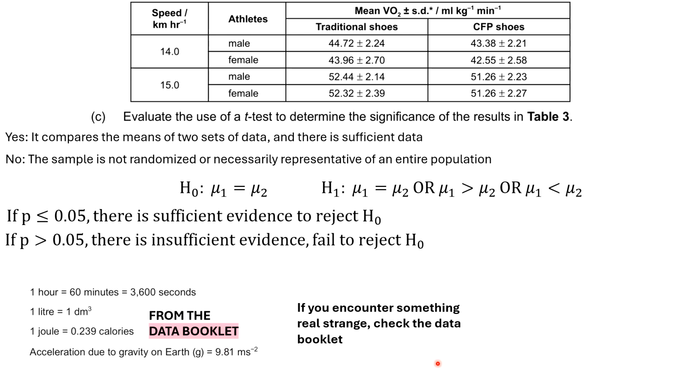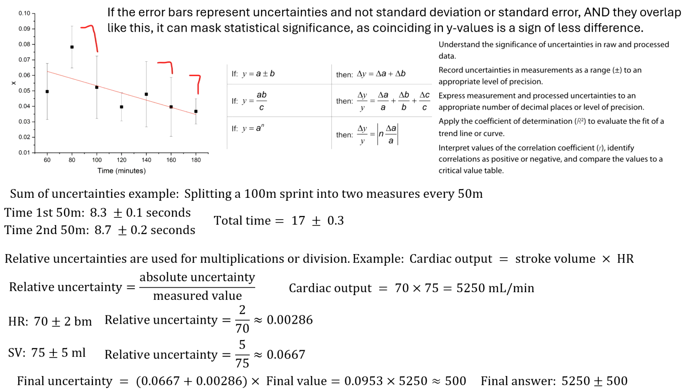And if you encounter strange units such as joules or acceleration due to gravity on Earth, just look at the data booklet. In the graphs, if there are error bars and they represent uncertainties and not standard deviation or standard error, and they overlap, just like this, it can cover or mask statistical significance, because when they coincide in y values, it is a sign of less difference. We don't want them to coincide in y values, but if the uncertainties are too large, they inevitably will.